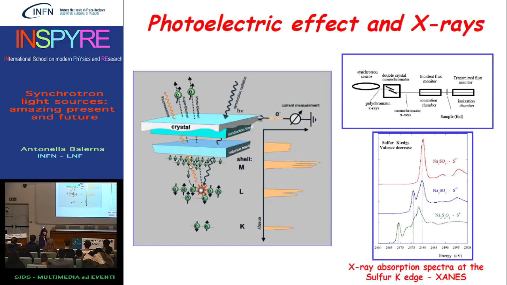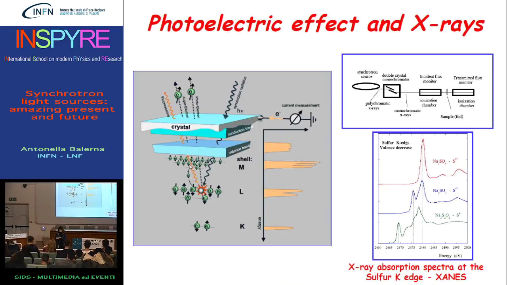But that doesn't work with X-rays. With X-rays, we use one of the possible interactions of X-rays with matter, that is diffraction. You use crystals. You send your beam on the crystal as a function of the angle at which you orient your crystal.